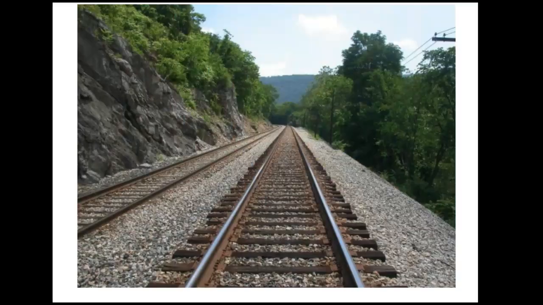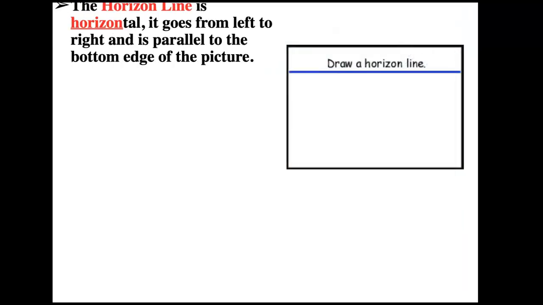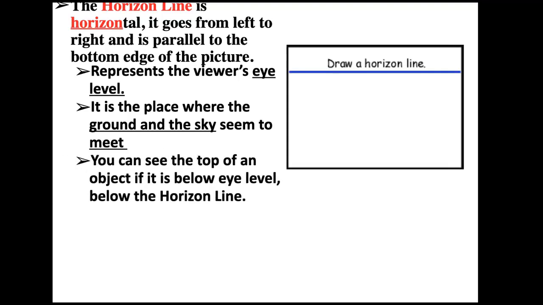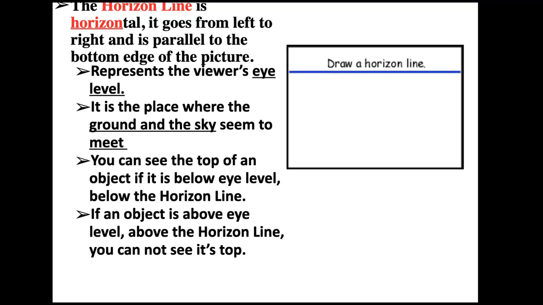So I'm going to just kind of go through some of these. All right, so the horizon line is horizontal. It goes from left to right and is parallel to the bottom of the picture. It represents the viewer's eye level, just like what we talked about a minute ago. It is the place where the ground and the sky seem to meet. You can see the top of an object if it is below eye level, below the horizon line. If the object is above eye level, above the horizon line, you cannot see its top.